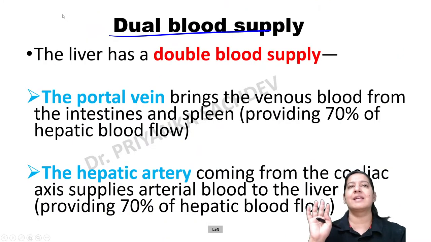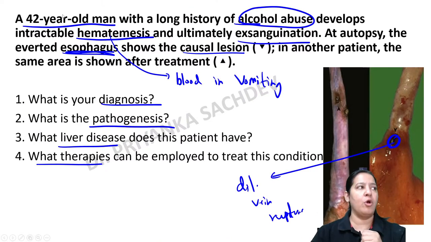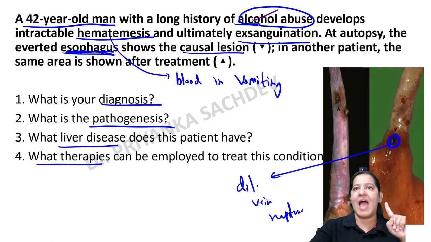So in this question, let me show you the question again. So this was my question, the first question I gave you, right? You can see a man who is doing alcohol abuse. After chronic alcohol abuse, he is developing hematemesis. Intractable hematemesis means extensive bleeding in the vomiting, because of which the person is dead.